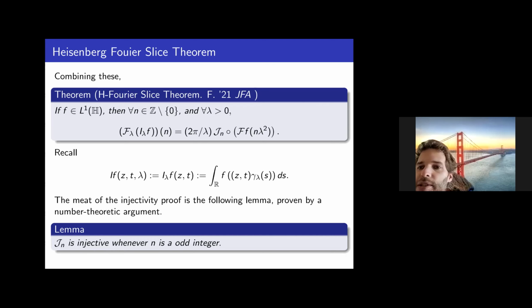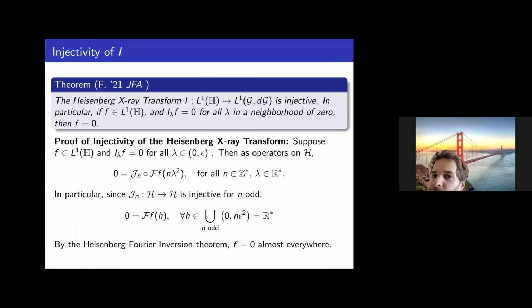So knowing that this Jn is injective most of the time, we can prove injectivity. We do it like this. Let's suppose that we know that I subscript lambda f is equal to 0 for all lambda in some epsilon neighborhood of 0. Well, then the left-hand side of the Heisenberg Fourier slice theorem is 0, and we're left with this right-hand side.